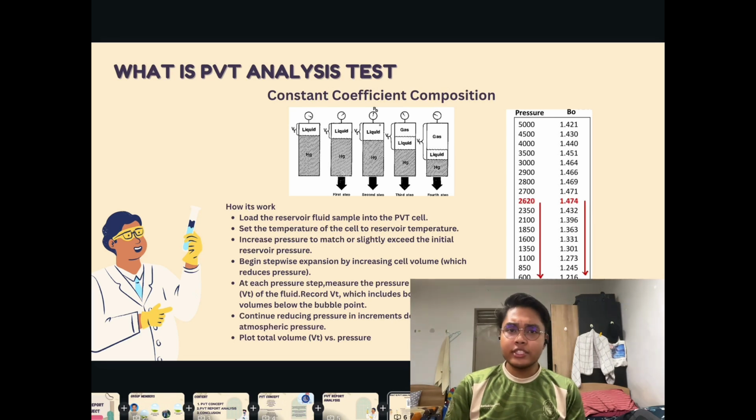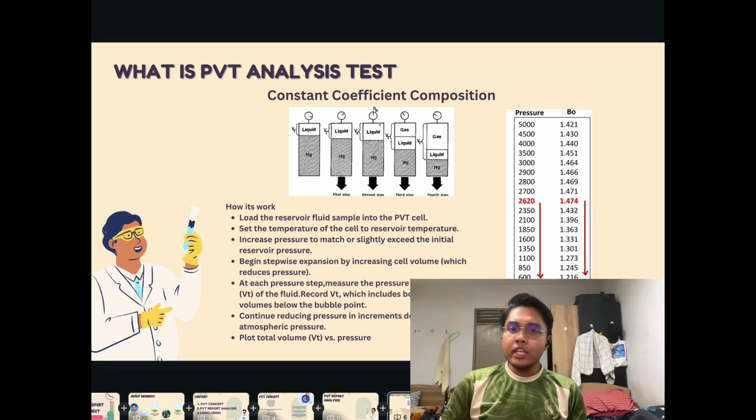to the reservoir temperature. After that, we increase the pressure to match or slightly exceed the initial reservoir pressure and then begin a stepwise expansion by increasing the cell volume. We subsequently reduce the pressure in the PVT cell. At each pressure step, we measure the pressure and the total volume of the fluid by recording the VT, which includes both the liquid and gas volume below the bubble point.